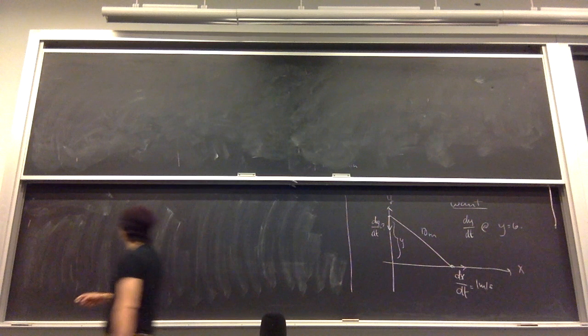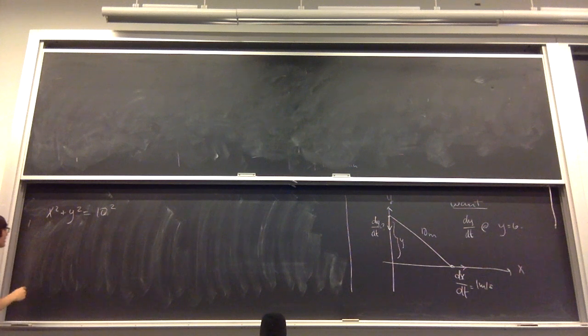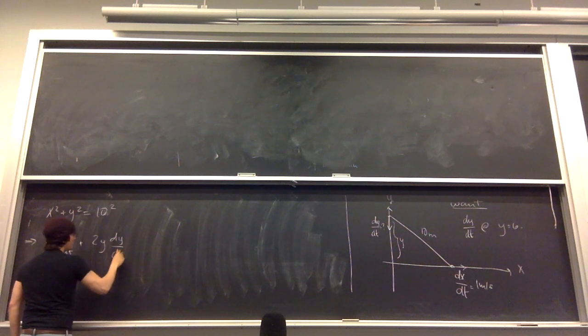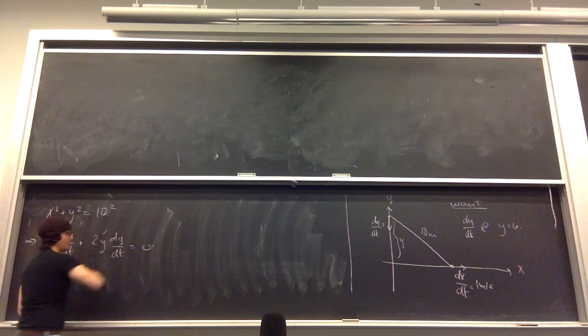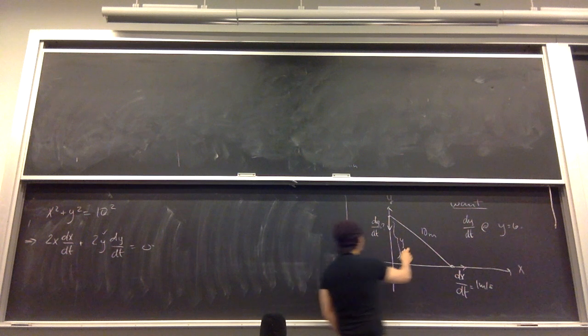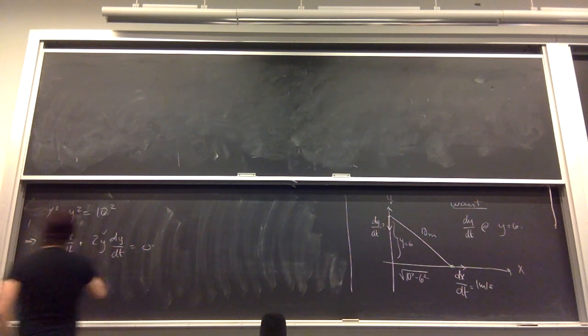Okay, so on this guy, I know that we have x squared plus y squared is equal to 10 squared. That's Pythagoras. Which means if I take the derivative of both sides here, you're going to get 2x dx/dt plus 2y dy/dt is equal to 0. Let's check this out. Do I have y? Yes. That's 6. Do I have x? Well, yes, actually. Nothing's preventing me. If y is 6 here and this is 10, this is going to be the square root of 10 squared minus 6 squared. So I have x actually.